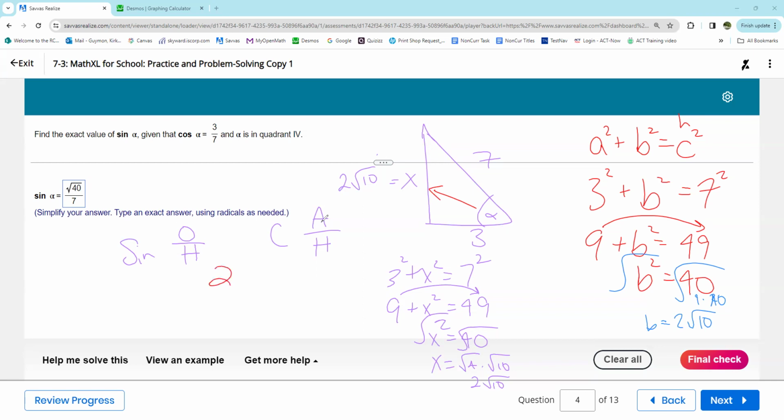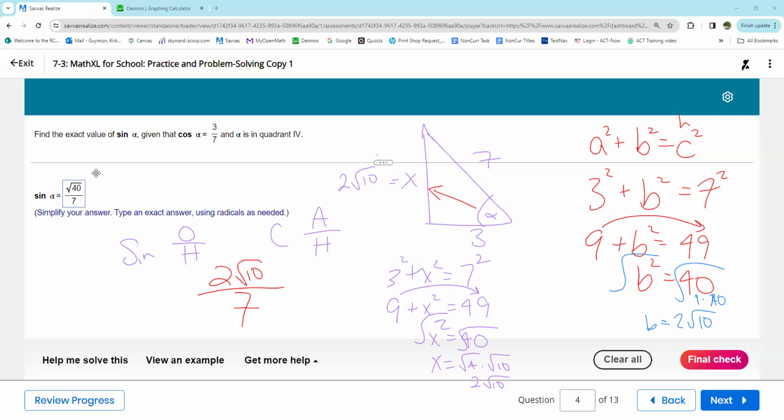2 square root of 10 over hypotenuse 7. I thought that's what I typed in. Or my last answer, 2 square root of 10 over 7. And it said, simplify your answer. 2 and 7 don't reduce or simplify. Type an exact answer, use radicals as needed.